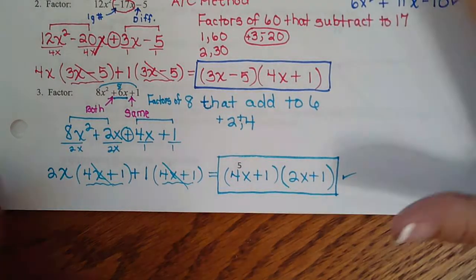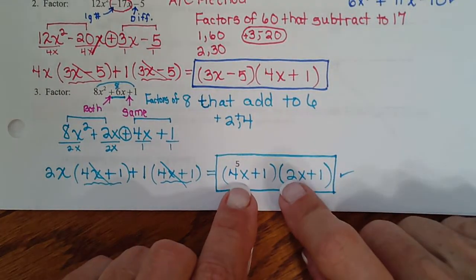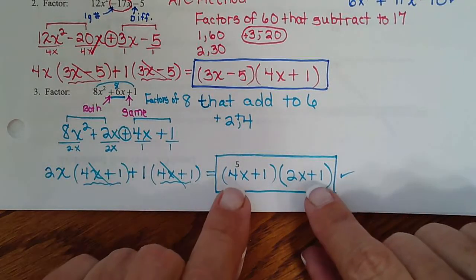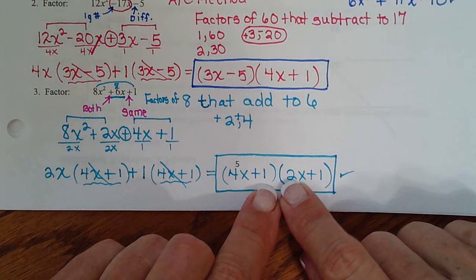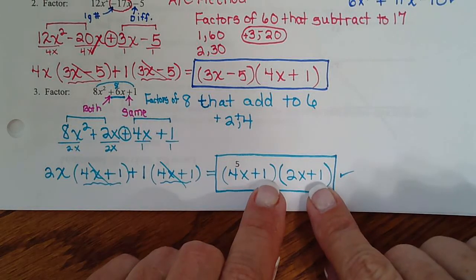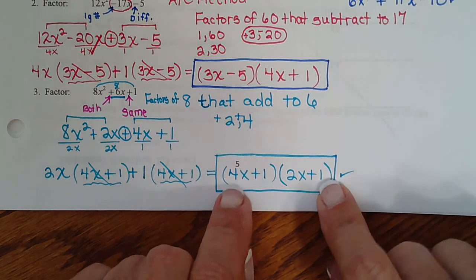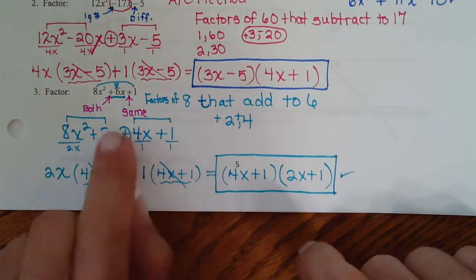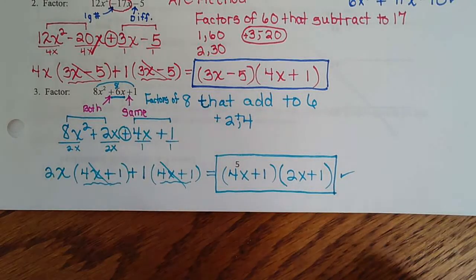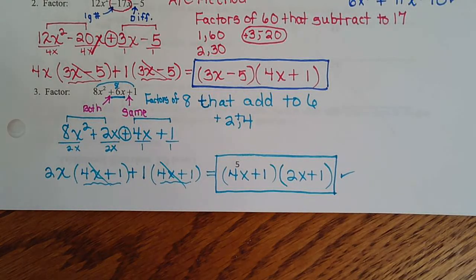And then to check it, let's say you're kind of in a rush, you can just do a quick FOIL. 8x squared, boom. 4x plus 2x, yep, that's 6x. And L of FOIL, 1. So you just add your outer and inner together. So outer's 4x, inner's 2x. 4x plus 2x is 6x. Last is 1. Put a check mark and go, yes, I know I got that one right.